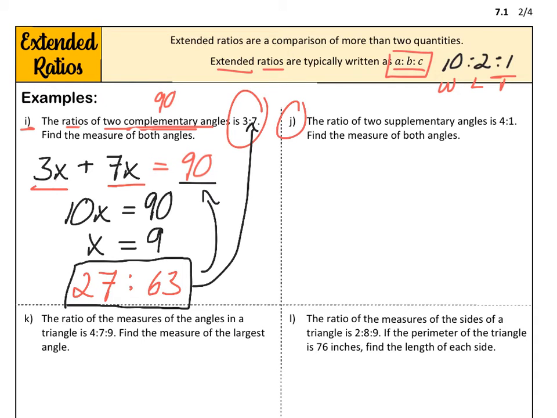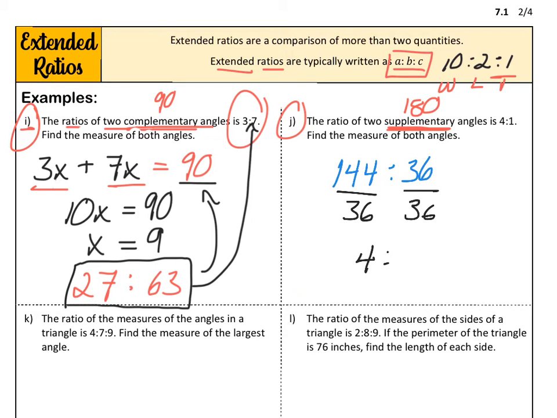So for J, use what we did back in I to help you solve. But now you're dealing with supplementary angles, so you have to remember that they add up to 180. Take a second, try it on your own. I'll reveal the answer in a couple seconds. So my two angle measures are 144 and 36. If I divide both of these by 36, that's going to give me 4 to 1, which brings me back to where I started with the ratio they give me.